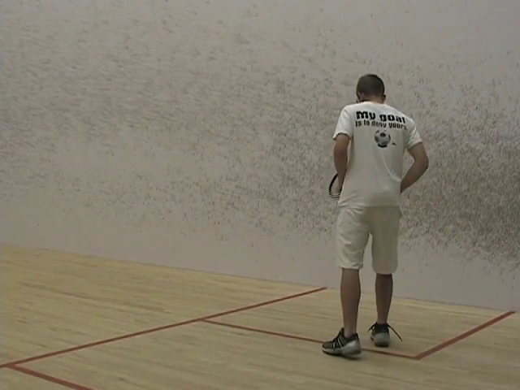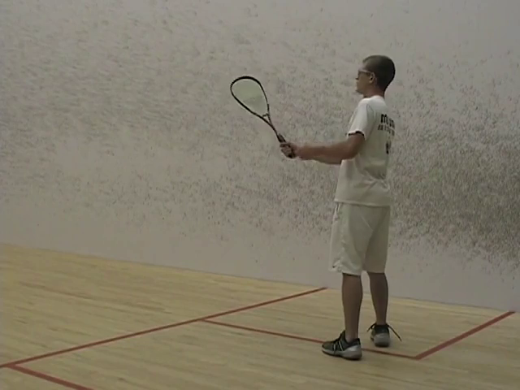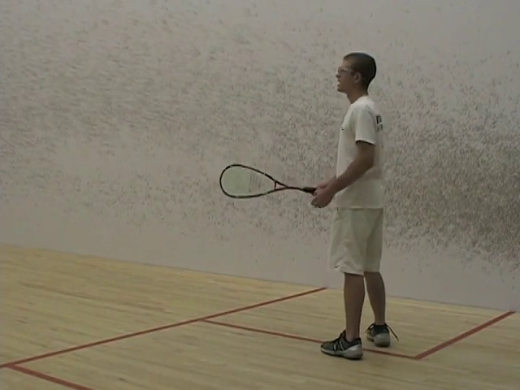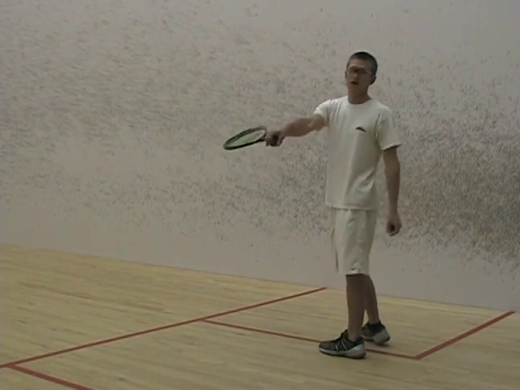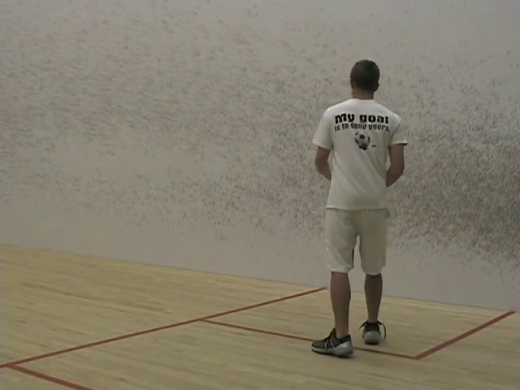So then, when your weight's on your right foot, take your racket back and swing up through the ball, maybe putting a little backspin on it, so it bounces off the front wall, off the side wall, and down into the corner. For example, this is how you do it.